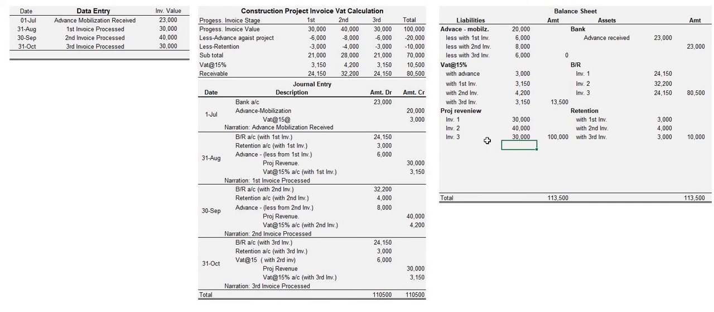But I prepared this presentation just to show how VAT calculation is processed in a construction project invoice for a certain period. Okay, thank you very much for watching my video.